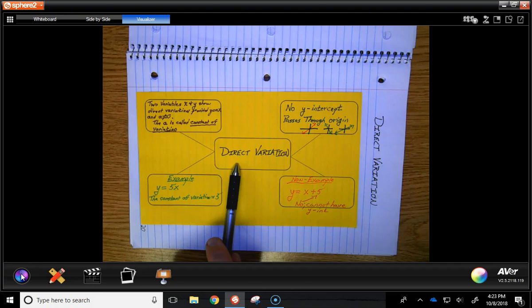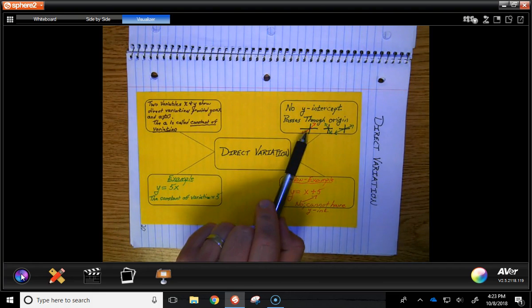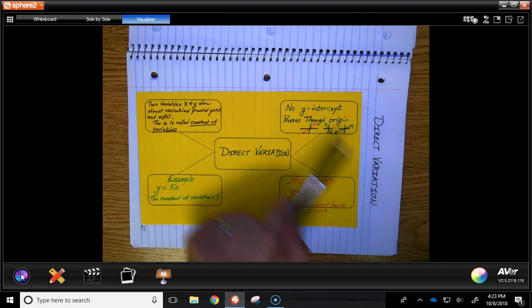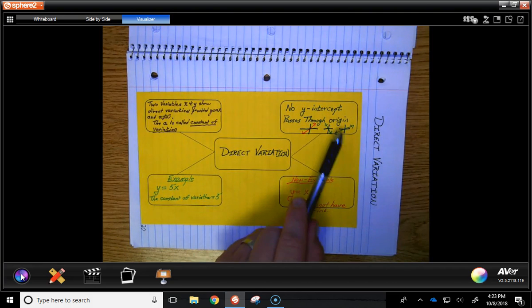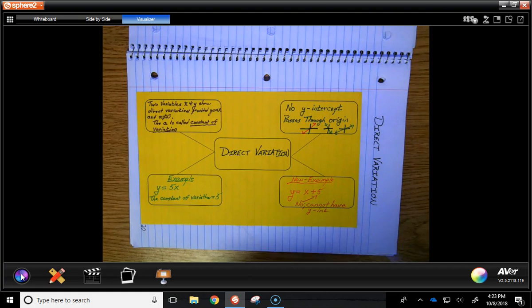Remember, direct variations have no y-intercept. They pass through the origin. They can be positive or negative as long as it cuts through the origin. This is a non-example because it is in slope-intercept form, and that positive 5 means there's an intercept at 5. So that would not work.